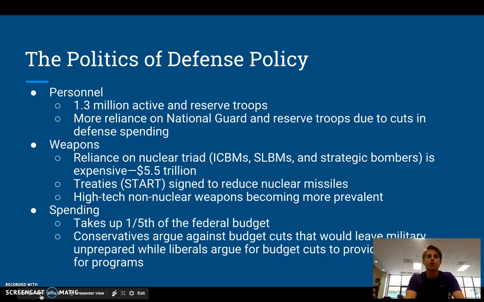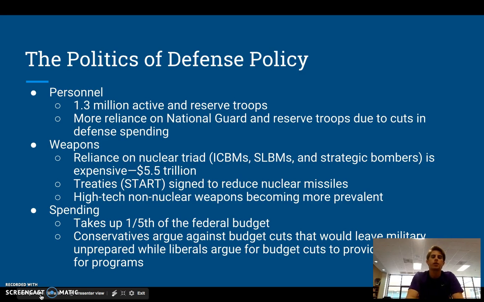So the politics of defense policy, the personnel: about 1.3 million are actively serving as reserve troops, and reliance on National Guard and reserve troops has gone down due to cuts in defense spending. And weapons: reliance on the nuclear triad is expensive, about 5.5 trillion. Treaties have been signed to reduce nuclear missiles all across the world. And then lastly, with weapons, high-tech non-nuclear weapons are becoming more prevalent now.